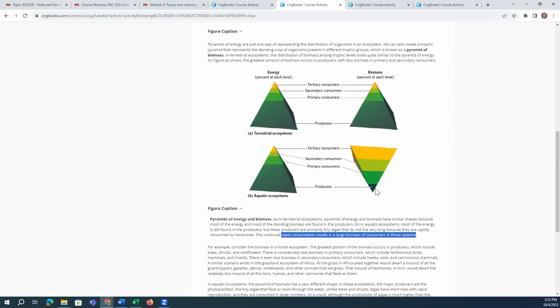So we're comparing phytoplankton and algae to trees. There's obviously much difference in their actual biomass. That helps, thank you.